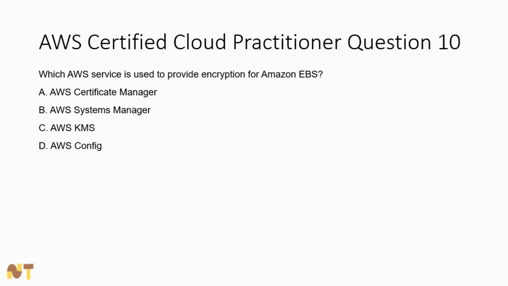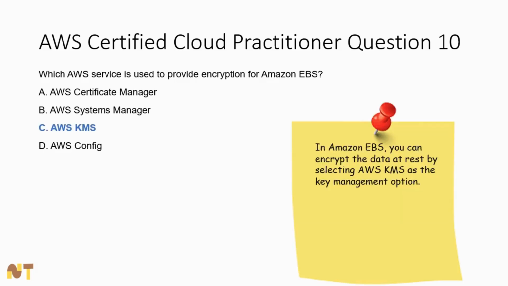Which AWS service is used to provide encryption for Amazon EBS? Options are A. AWS Certificate Manager, option B, Systems Manager, option C, AWS KMS, and option D, AWS Config. Now, AWS KMS is a managed service that enables the creation and control of encryption keys for securing data in various AWS services. So, the correct option here is AWS KMS. When using EBS, you can encrypt the data at rest by selecting the AWS KMS as the key management option.